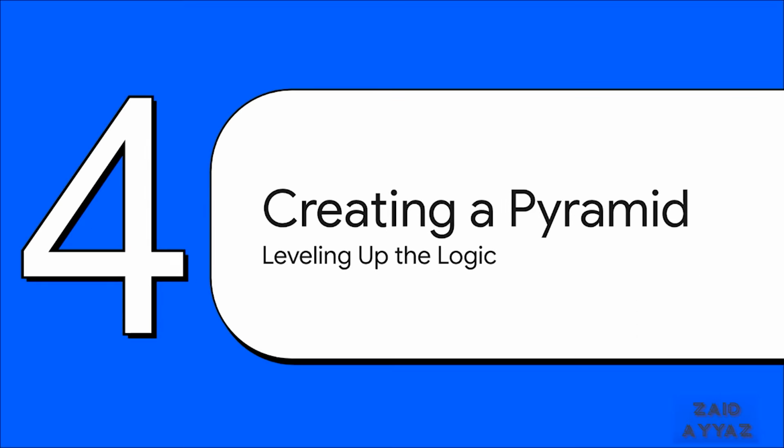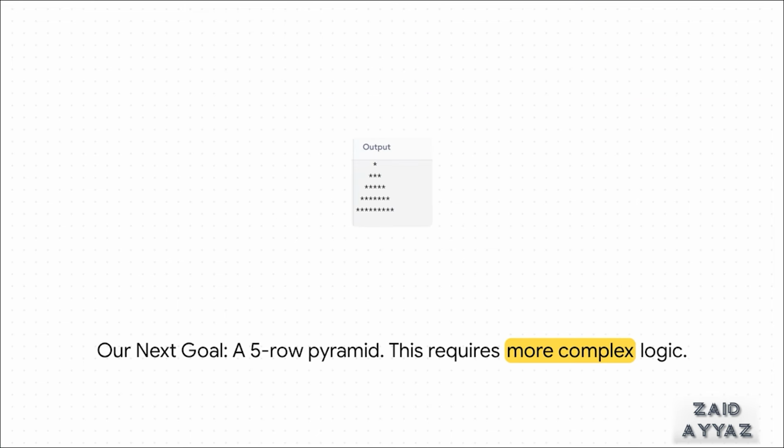Okay, the rectangle was a great start. But the real magic of nested loops happens when the inner loop's behavior actually depends on where the outer loop is. So let's level up our game and build a pyramid. This is our new goal. You can see it's a bit more complex, right? Each row is different. It has a different number of empty spaces before the stars and a different number of stars. This means our inner loops need to be smarter. They have to be aware of which row the outer loop is currently building.